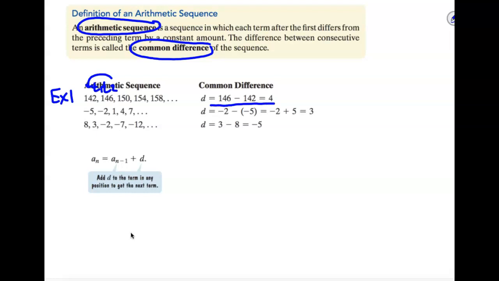And you can continue seeing, just reading example 2. Notice that the common difference is adding 3 to the previous term. And then example 3, we are decreasing by a common difference of -5. There is a formula to find the next term in the sequence. What this is saying is you take the previous term and add the common difference.